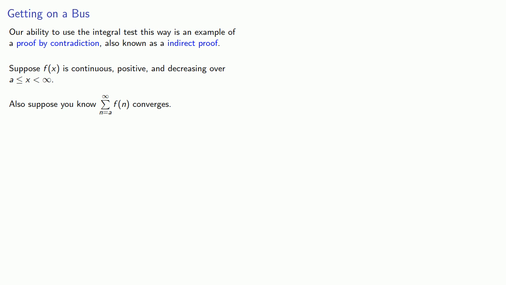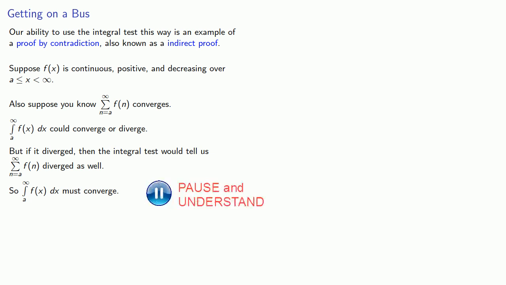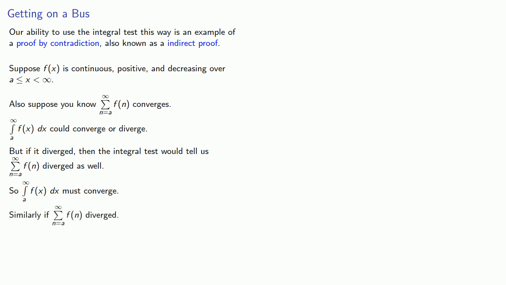Now there's a corresponding integral, and maybe this integral could converge or diverge. But if the integral diverged, we could then use the integral test, and that would tell us that the series diverged as well. But that's a contradiction, and so we know the integral can't diverge, it must converge. And we get a similar result if we know that the series diverges.